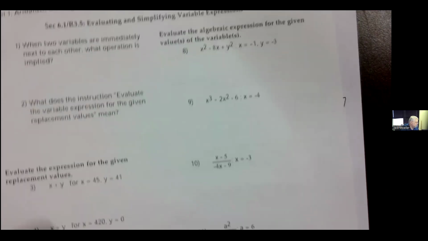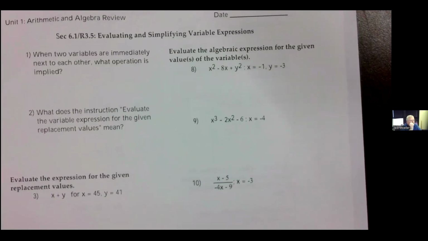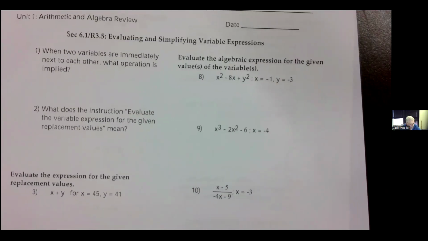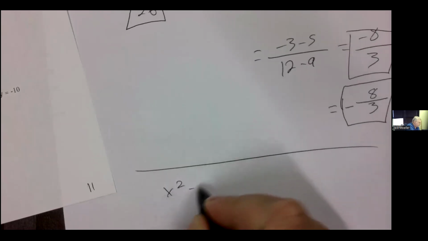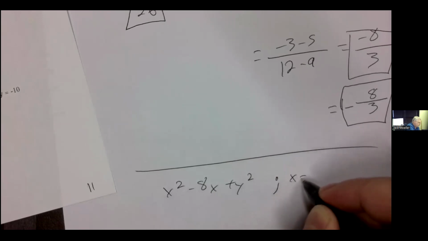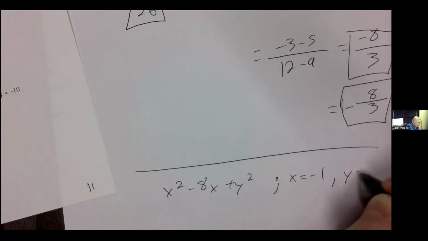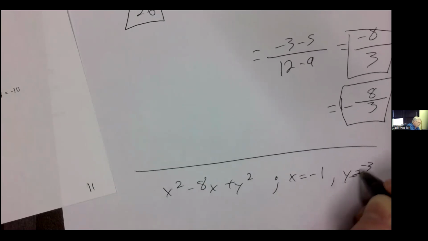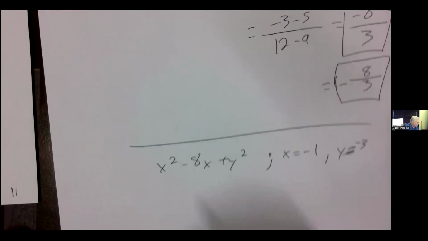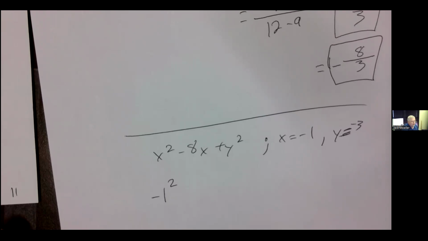All right. Let's get some exponents in here. If you look at number 8, we have x squared minus 8x plus y squared. For x, we're going to plug in negative 1. For y, we're going to plug in negative 3. X squared minus 8x plus y squared. And this is where parentheses really come into play. If you don't put parentheses, and x is negative 1, this is what it would look like without parentheses.